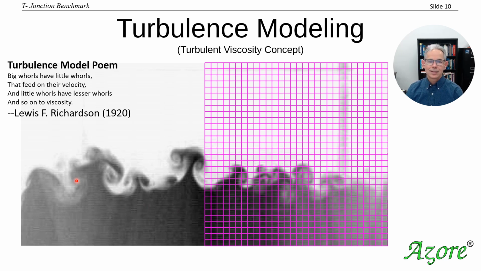That is typically captured using what's called a turbulence model. There's a poem here that was written by Lewis Richardson, who did some original work in turbulence, and it helps describe the purpose of a turbulence model. The poem goes like this: big whirls have little whirls that feed on their velocity, and little whirls have lesser whirls, and so on to viscosity.